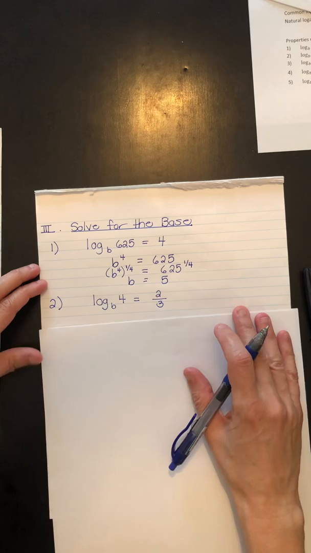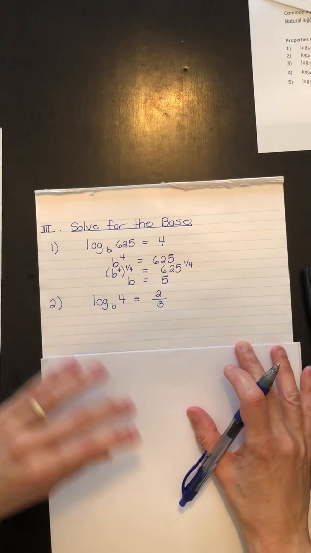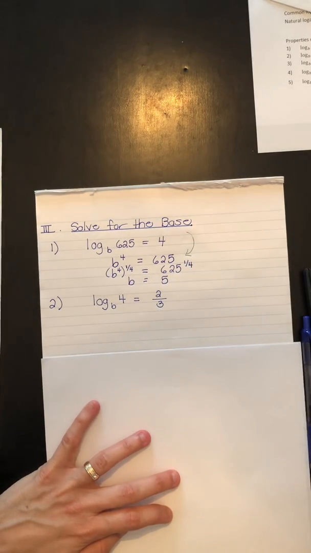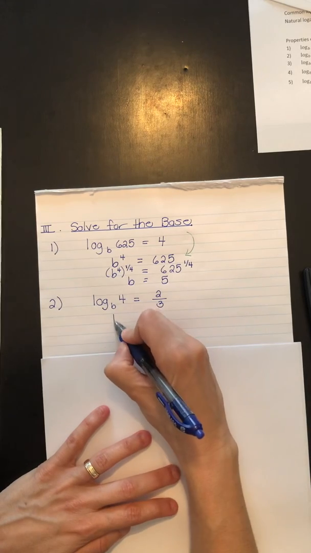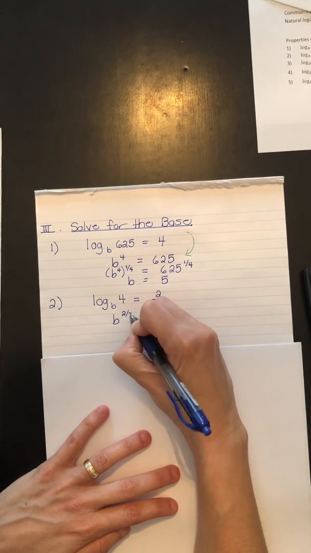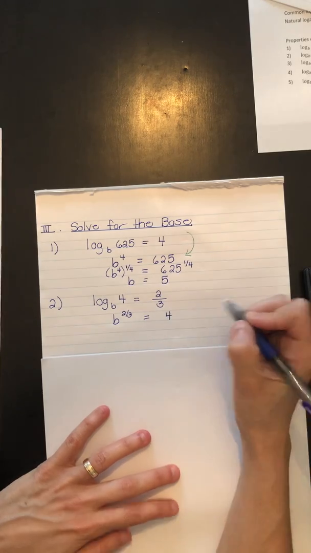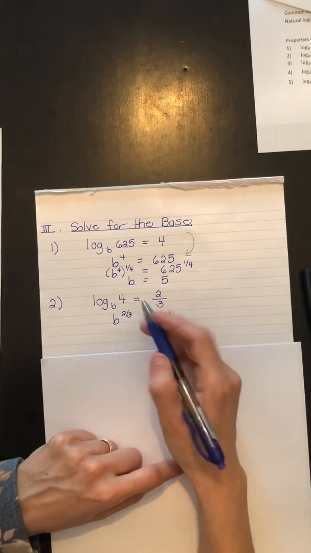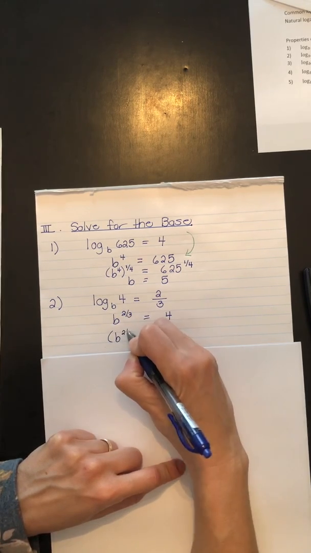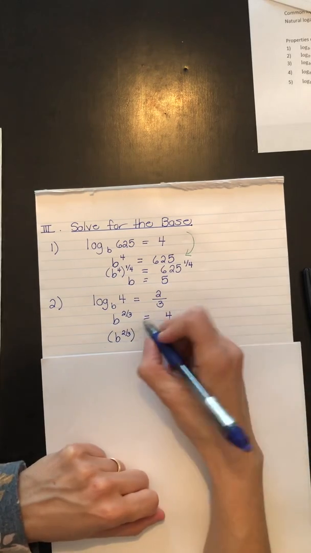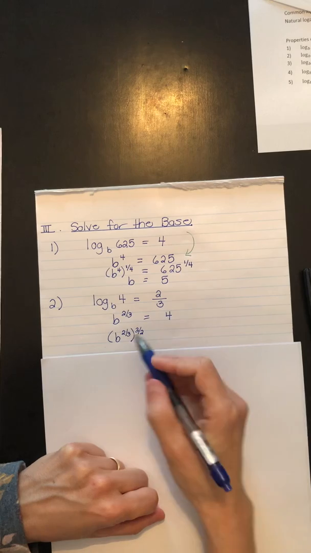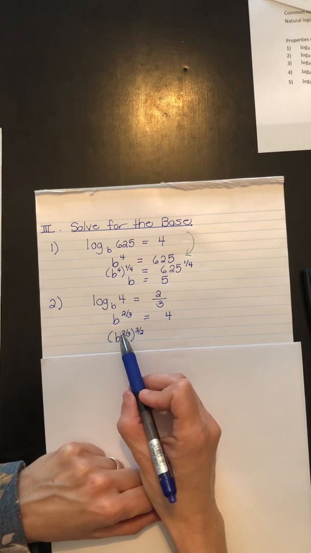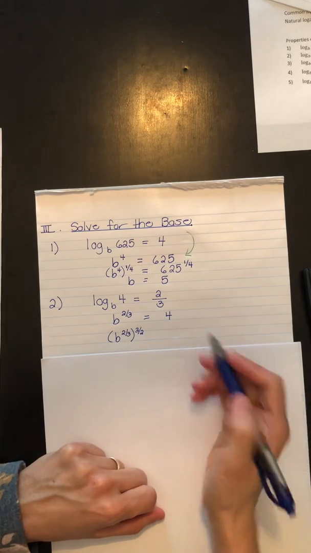Here's the second one. So we begin like that with the change in form. The base is b. The exponent is 2/3. We set that equal to 4. Now, in order to get b to the 1 here, we have to take b to the 2/3 and raise it to an exponent of 3 over 2. You see, it's the reciprocal of this fraction, because now when I multiply these fractions together, I get 6 over 6 or 1.